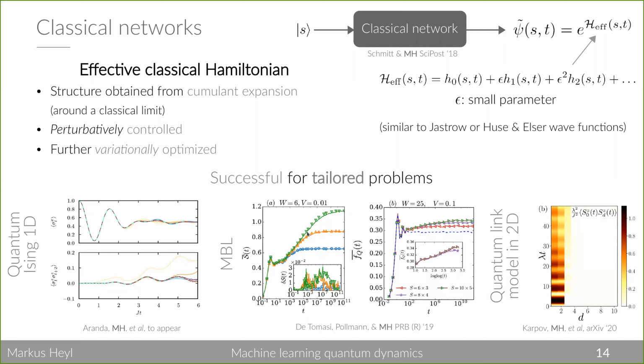Comparing the result we obtain using these classical networks, which are the solid lines, to the exact numerical result, which are the symbols. So in that context it works really well. But we have also applied it recently to lattice gauge theories, in particular the quantum link model in 2+1D, and I will talk more about this later.